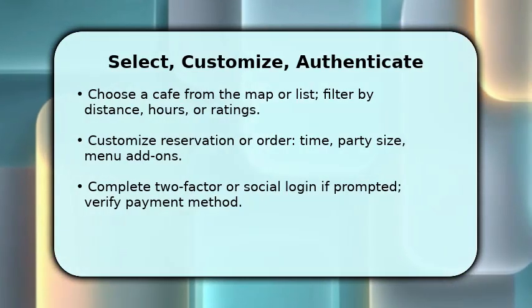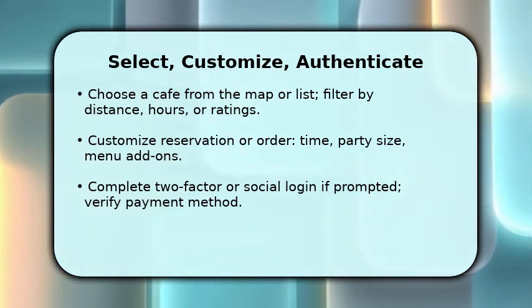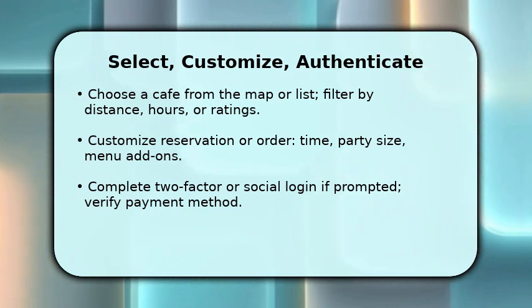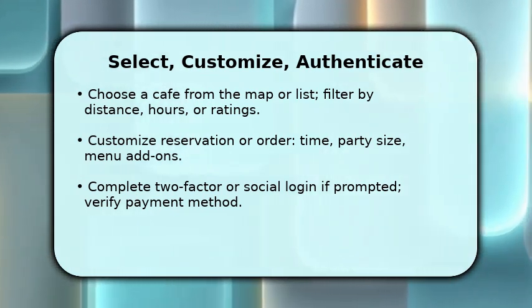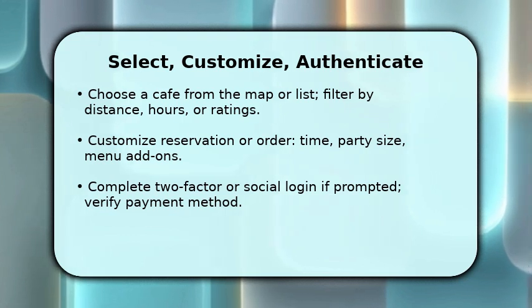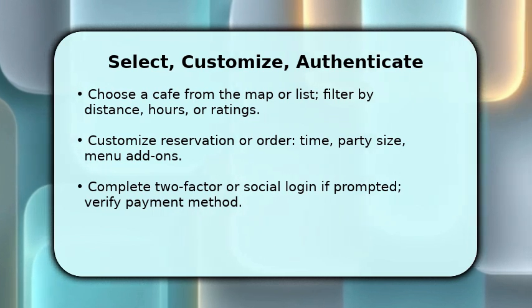Once you've picked a location, tap its listing to load details and seating options. Review hours, menu, and any occupancy limits, then set reservation time or immediate seating and adjust party size. Add menu items or special requests and confirm modifiers so the kitchen gets accurate instructions.